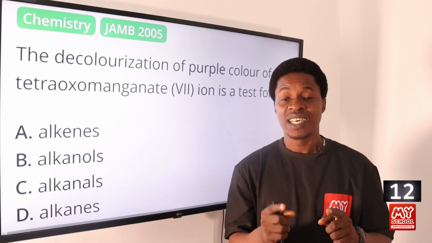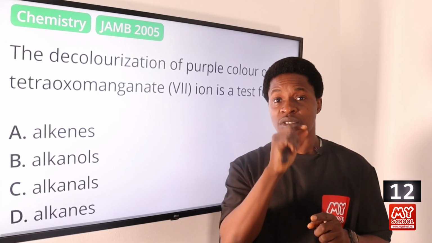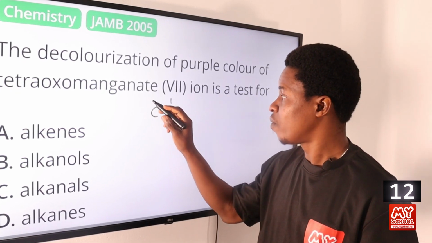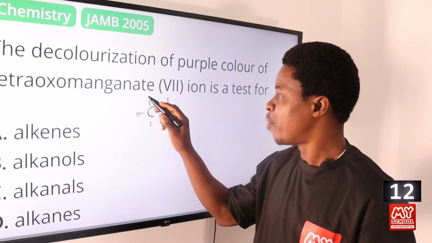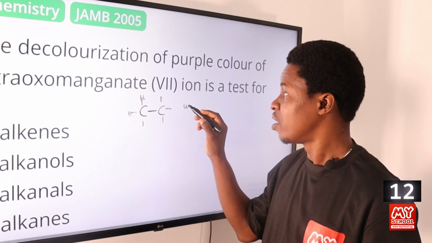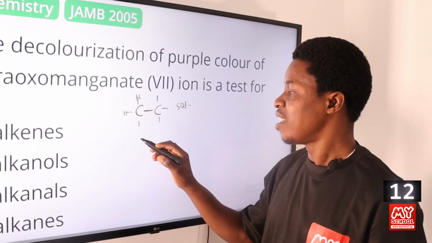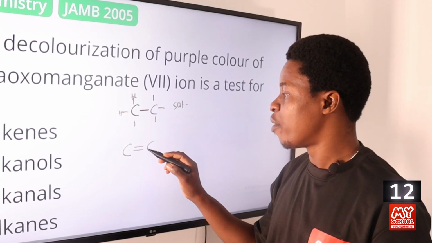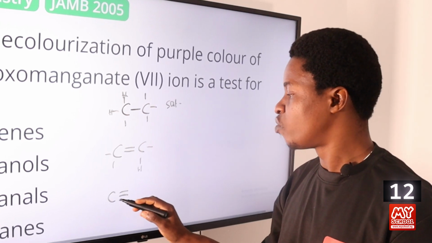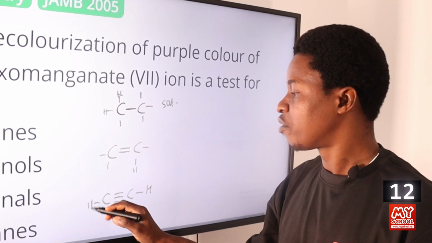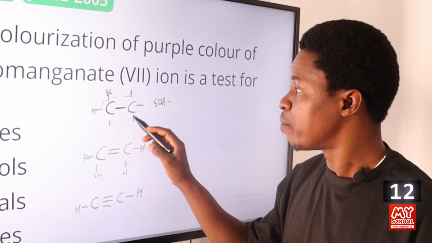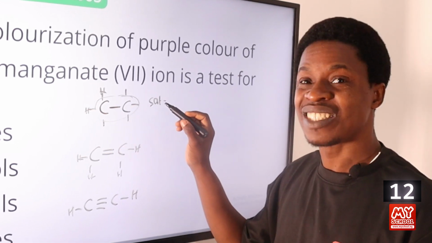Why are they saturated? Because they have carbon-carbon single bonds. Like in this case, we can have 1, 2, 3 carbons, and the bond that takes place between them is just a single one. So the carbon-carbon single bond makes it a saturated hydrocarbon. But unsaturated hydrocarbons have a carbon-carbon double bond, and then we have the carbon-carbon triple bond, with hydrogen here. So the presence of carbon-carbon single bonds makes alkanes saturated hydrocarbons.